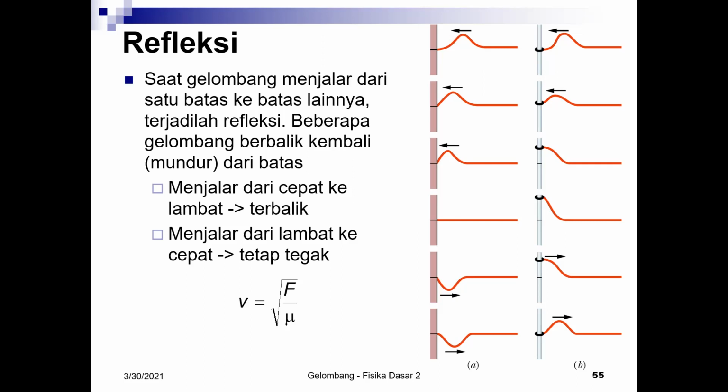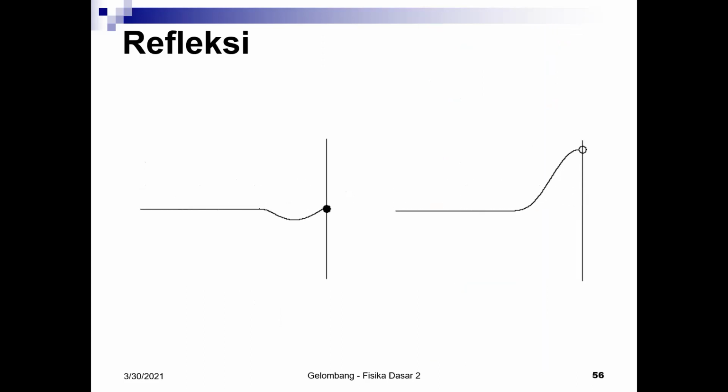Okay. What about if the end is free? We call it this free end. If the wave reaches this end, the reflected wave will have the same phase as the incoming wave. This V here is still the same, only the function of the waves. This is the simulation. So this is the fixed end, and this is the free end.